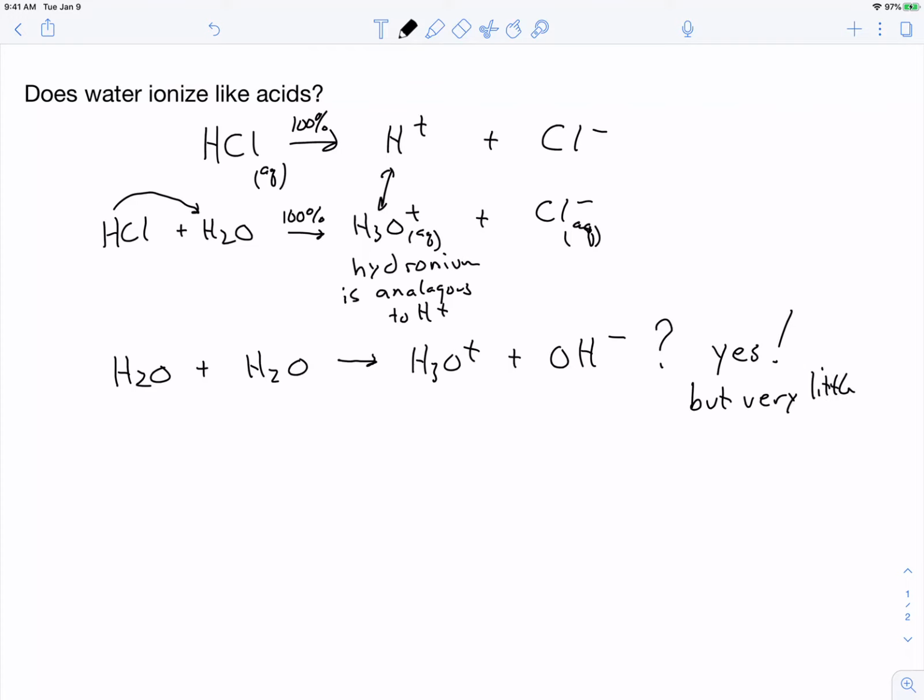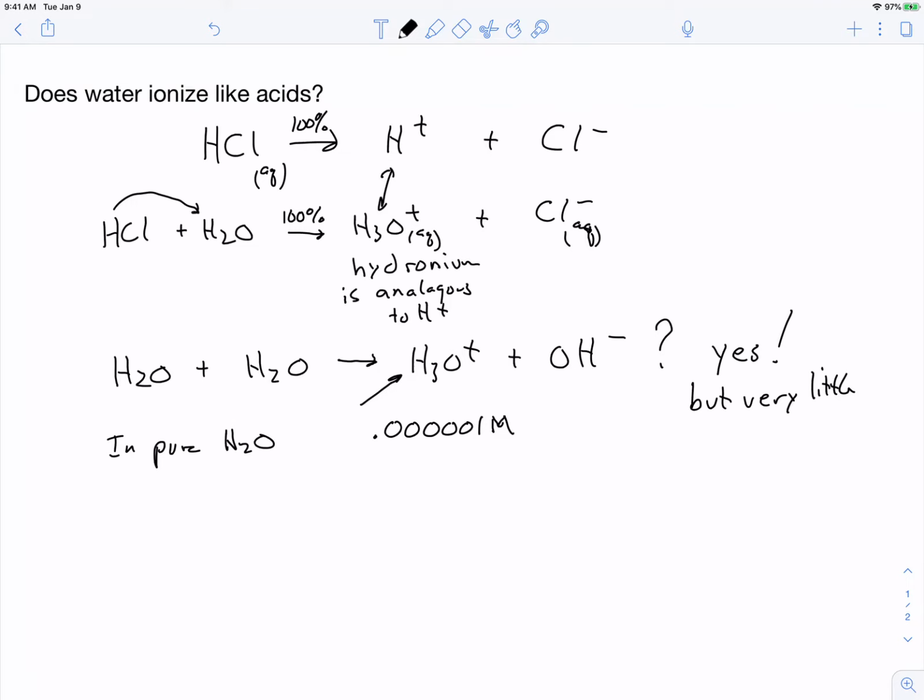So in pure water, there is this hydronium, but its concentration is 0.000001 molar. That might seem insignificant to you. It is small, but it is certainly not insignificant. Well, you should know that this is neutral.